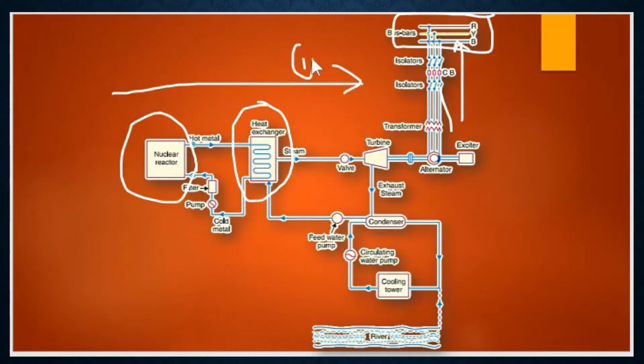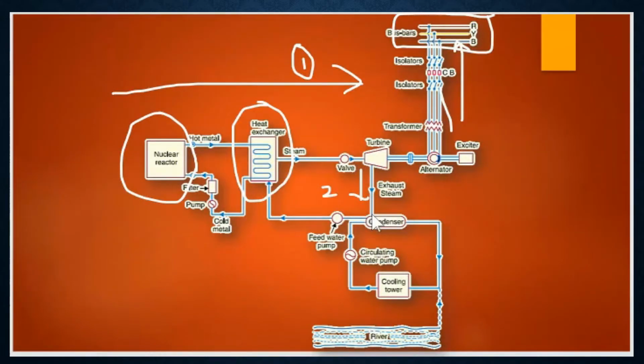The second path is from the turbine. Some water will be coming out, and the remaining steam will be coming out. Once the steam enters the turbine, it rotates the turbine and comes out. This is the second path. That steam will go into the condenser.